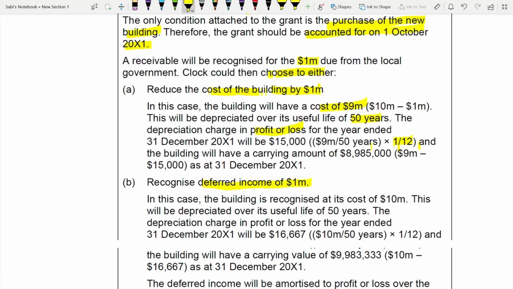Why 1 over 12? Think. And so you deduct this depreciation from the carrying 9 million, and this becomes the carrying amount at 31st December 2001.